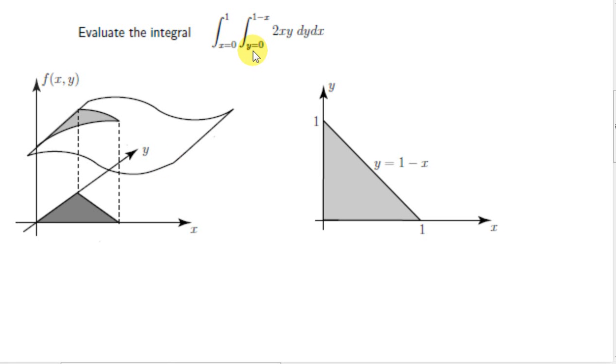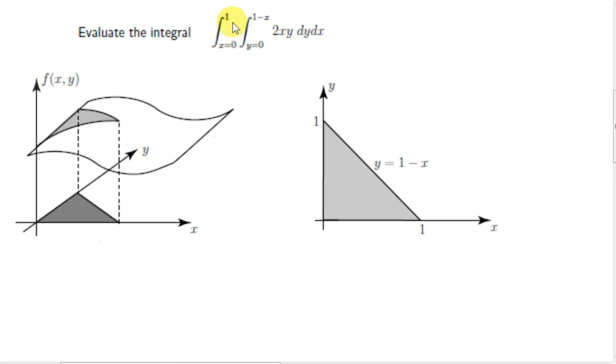Here we have a double integral whose limits are not all constants. We can see that the upper limit for this integral is 1 minus x. We want the double integral of the function f of x y equals 2xy. Here is part of a graph of that function. Let's consider the region over which we are integrating this function.